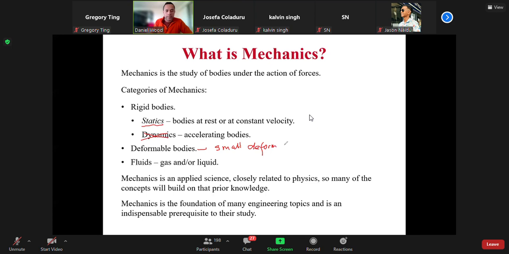Deformable, small deformations. Okay. So we're looking at small deformations. Now, what am I talking about, in the sense of micrometers or fractions of a millimeter? So that's typically the kind of deformations. And you're going, oh, you know, when you're talking about deformable bodies, is that really a deformable body?